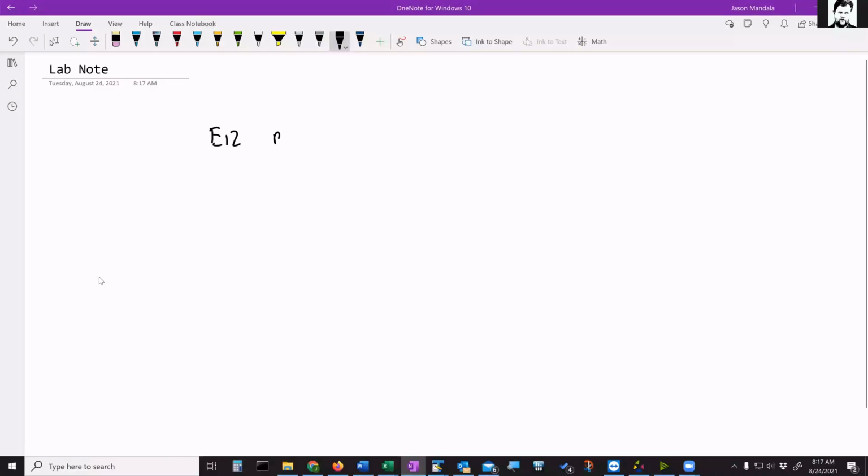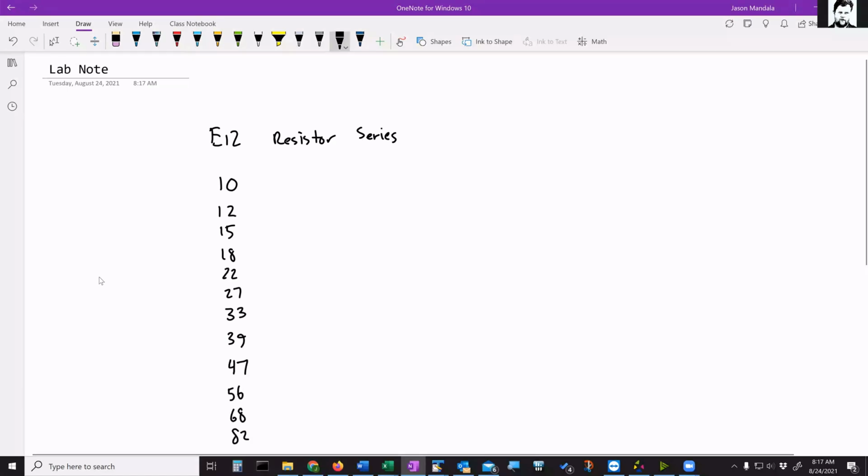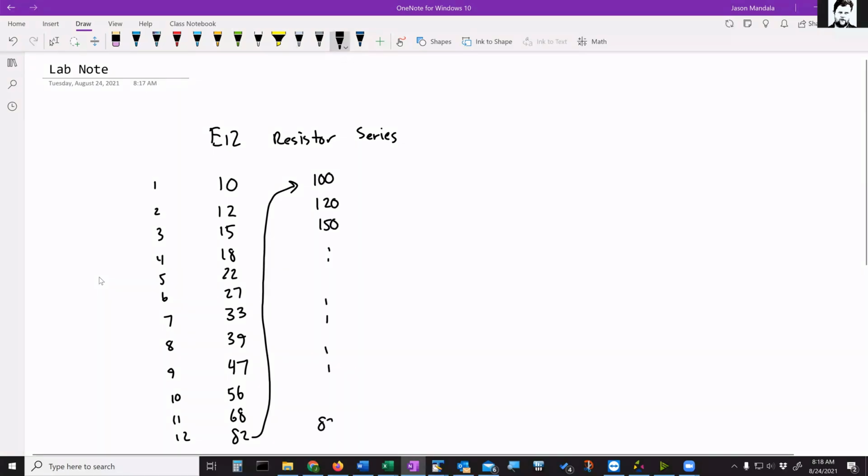So the E12 resistor series is common, and it says there are 12 values per decade, and they follow this sequence: 10, 12, 15, 18, 22, 27, 33, 39, 47, 56, 68, 82. If I did that correctly, there should be 12 values listed there. Okay, looks like I did it right. Then it would roll over to the next decade, which means multiplying everything by 10. So the next series of resistors would be 100, 120, 150, all the way up to 820.